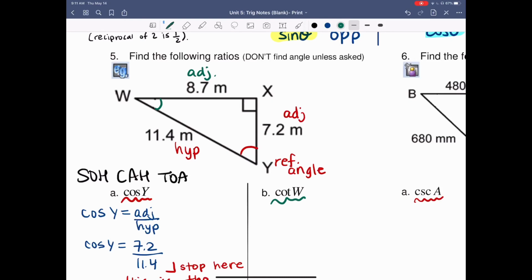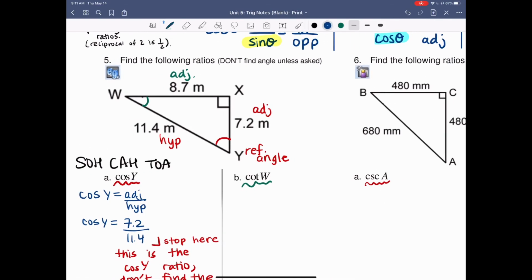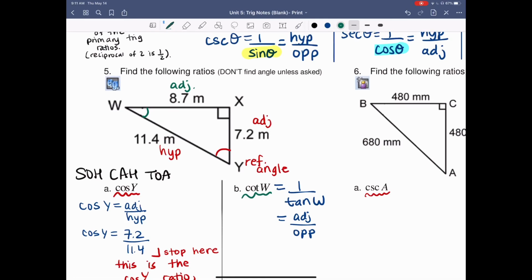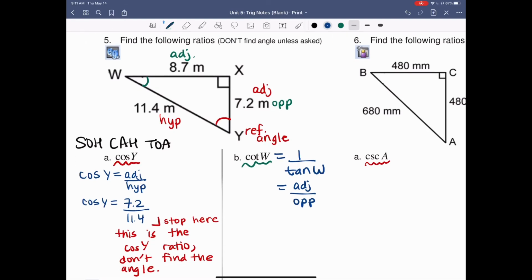Meanwhile, for cotangent, I know that's dealing with, I'll write it down, 1 over tan W. It's the reciprocal of tan W. And to remind myself, that's going to be adjacent over opposite instead of opposite over adjacent. And so I have the adjacent. I need to identify the 7.2 as my opposite. And so notice that the colors are really important. Otherwise you're going to have to write opposite to W and adjacent to W if you don't have different colors of pencils. And so you're going to have adjacent over opposite, which is 8.7 divided by 7.2.